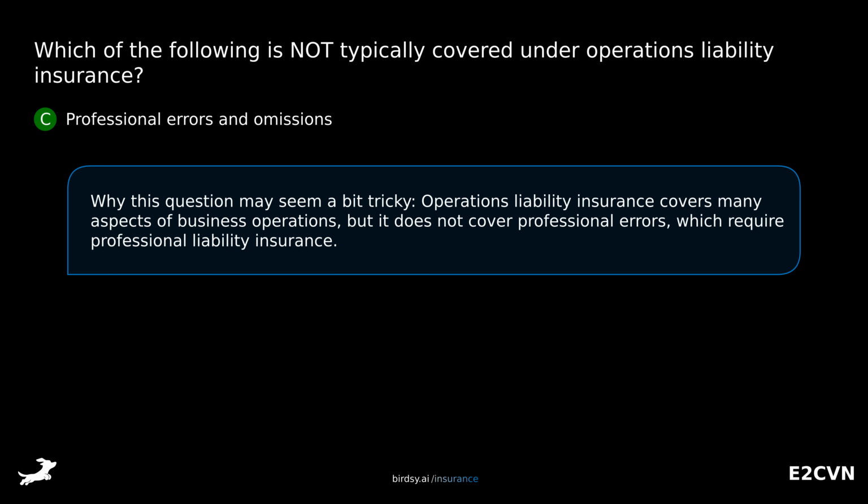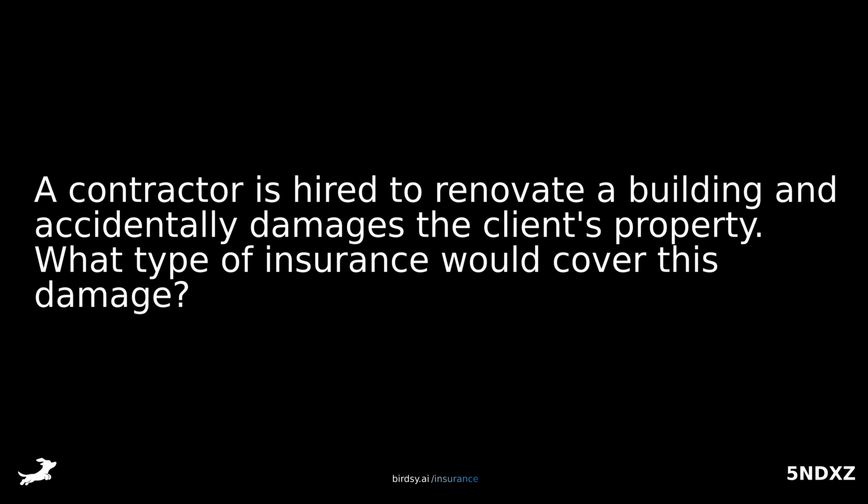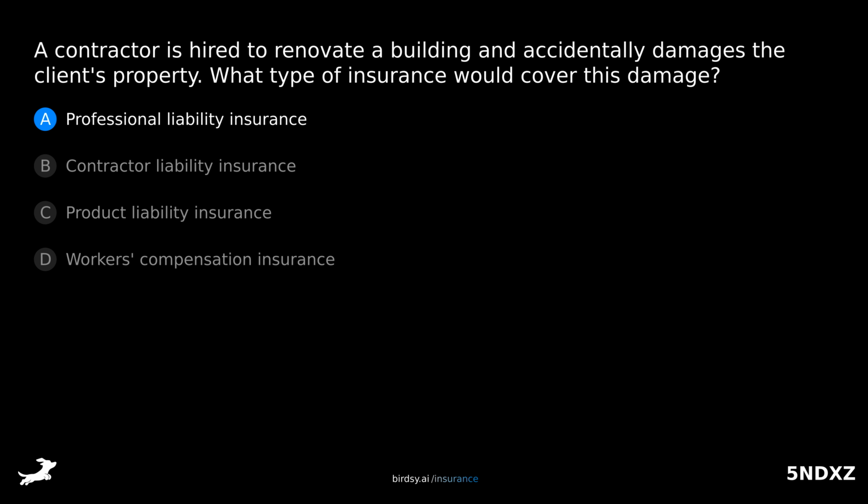Why this question may seem a bit tricky. Operations liability insurance covers many aspects of business operations, but it does not cover professional errors, which require professional liability insurance. A contractor is hired to renovate a building and accidentally damages the client's property. What type of insurance would cover this damage? Is it A, professional liability insurance, B, contractor liability insurance, C, product liability insurance, or D, workers' compensation insurance? The answer is B.